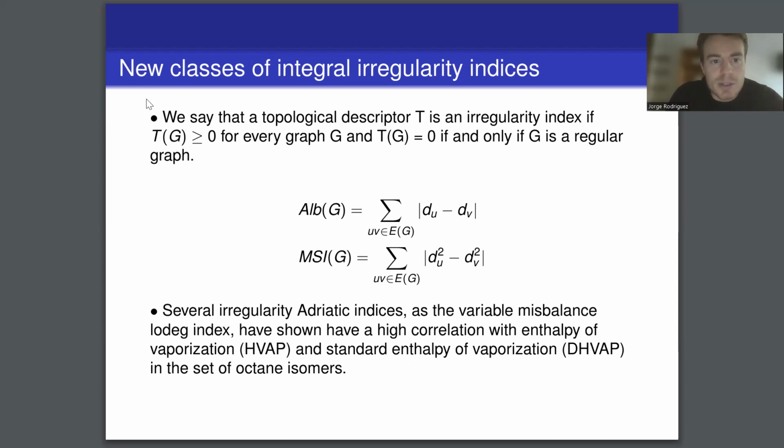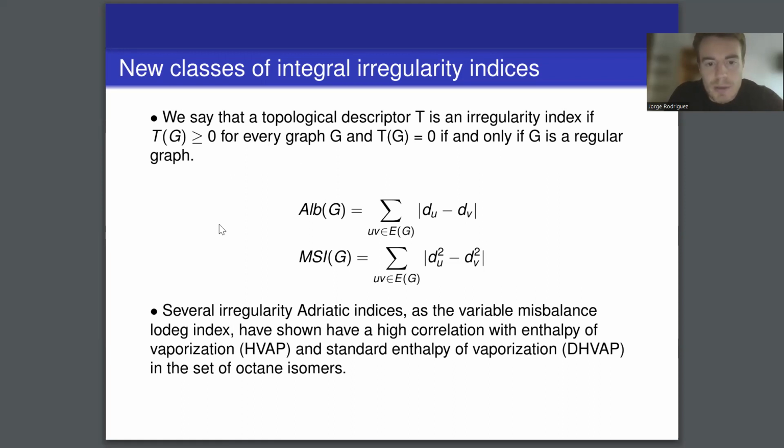And some more notation. We're going to say that a topological descriptor T is an irregularity index if the following holds. First, that T is bigger or equal than 0 for every graph G, and that T is equal to 0 if and only if G is a regular graph. A regular graph is simply a graph in which the degree of all the vertices has the same value, meaning that all the vertices are connected to other vertices by the same number.